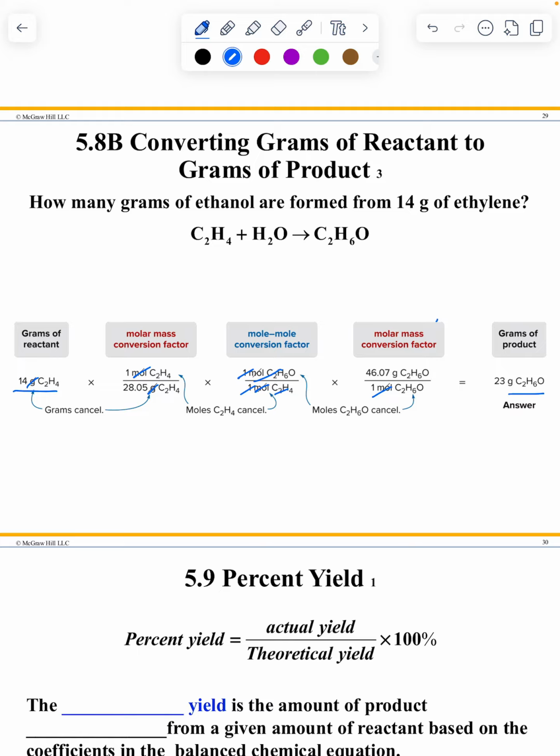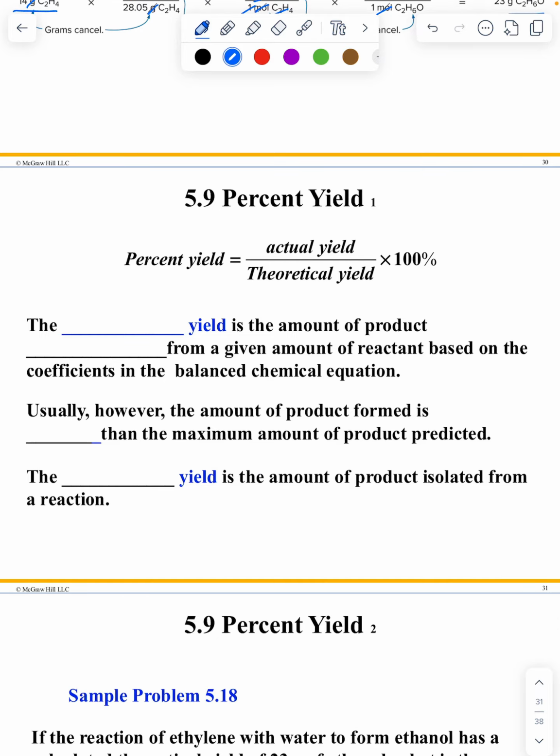All right, our next topic that we'll be learning is something called percent yield. Percent yield is an equation that you can use to calculate basically how good a job you have done in the lab at recovering a certain amount of a substance. And this is often used in the lab. Sometimes this is an indicator of the grade that you get in the lab. So the higher the percent yield, the better.